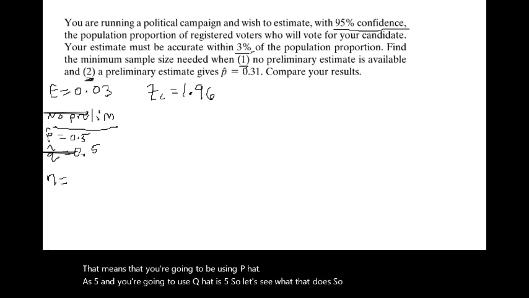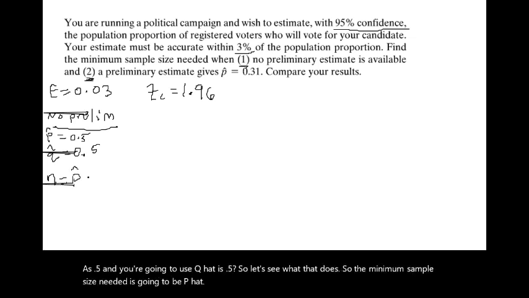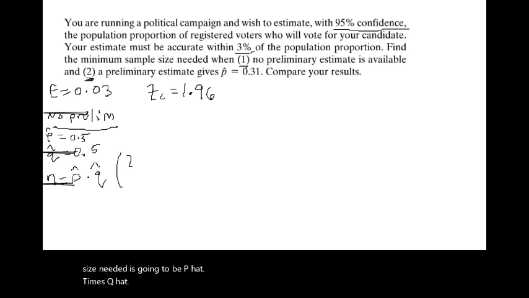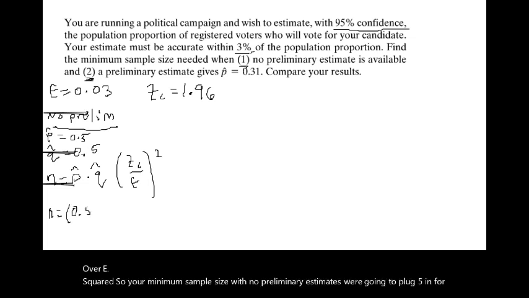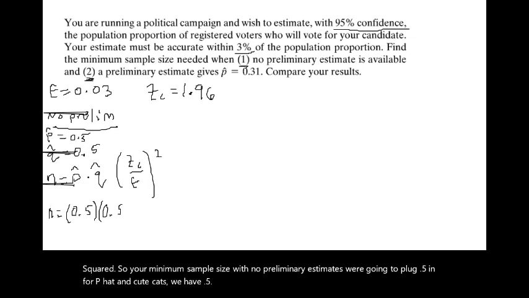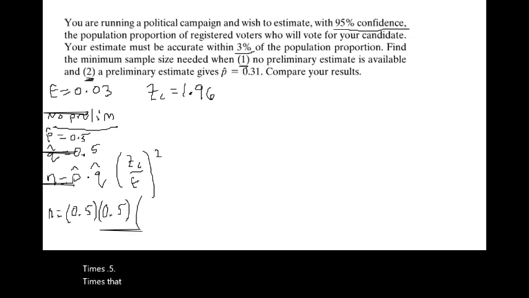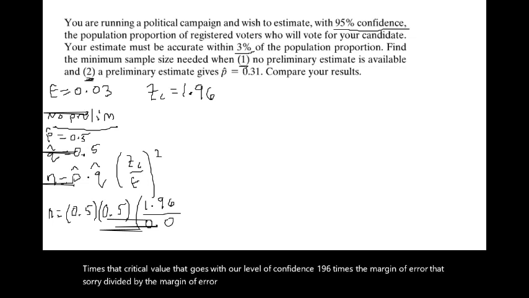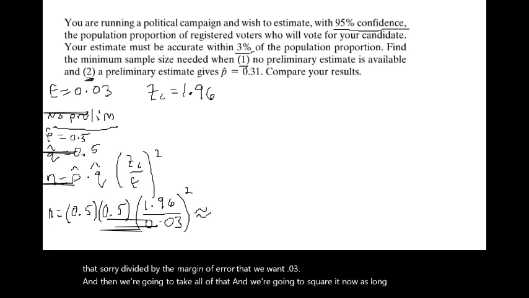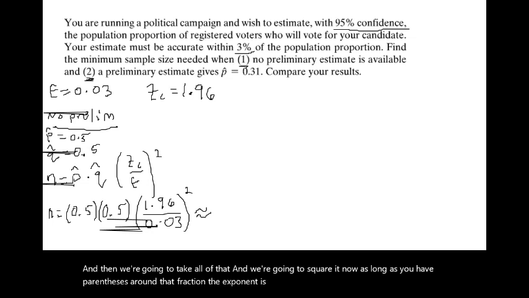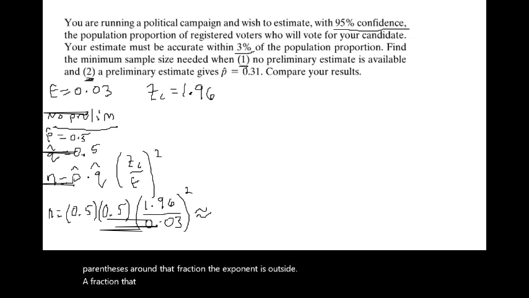So the minimum sample size needed is going to be p hat times q hat times ZC over E, squared. So for your minimum sample size with no preliminary estimates, we're going to plug 0.5 in for p hat and q hat. So we have 0.5 times 0.5 times that critical value that goes with our level of confidence, 1.96, divided by the margin of error that we want, 0.03. And then we're going to take all of that and square it. As long as you have parentheses around that fraction and the exponent is outside the parentheses, you should be able to just plug this all into a calculator at once.